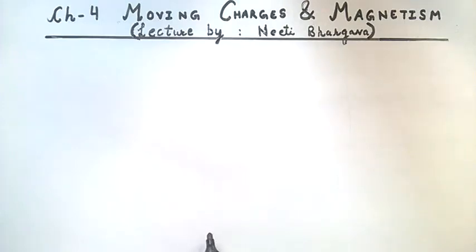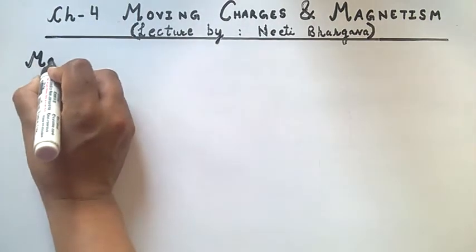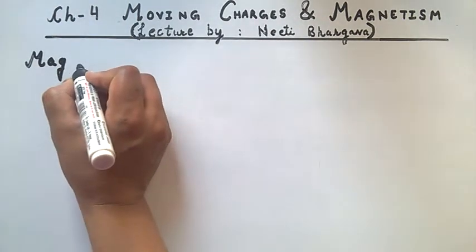In continuation with chapter number 4, that is moving charges and magnetism, now let's study another topic, that is application of Biot-Savart's law. In this, we will study about the magnetic field on the axis of a circular current loop.